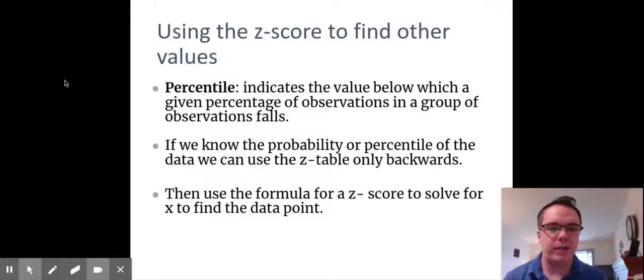So that is basically what a z-table tells us, a percentage of data that is below that z-score. So it gives us a percentile in the middle of the table. So we can use the percentile in the middle of the z-table and work our way backwards to find a z-score. And then once we have our z-score, we can work our formula backwards to find and solve for x. So that is what we're going to do today, and that will make a lot more sense with our first example.